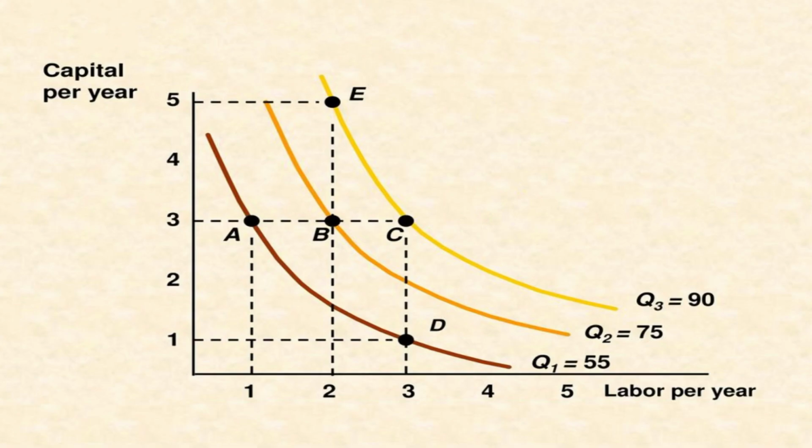For example, we are going to see a graph where Q1 isoquant is a lower isoquant which represents a lower level of output and is closer to the origin, whereas Q2 and the next isoquants represent higher output and are further away from the origin.